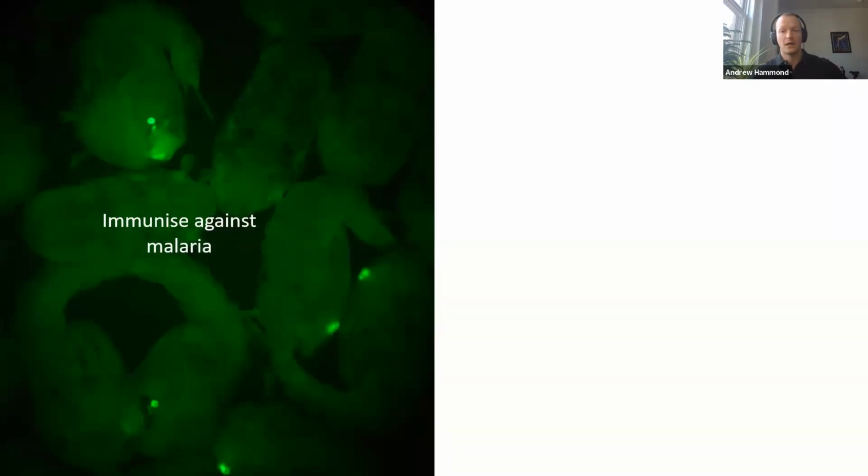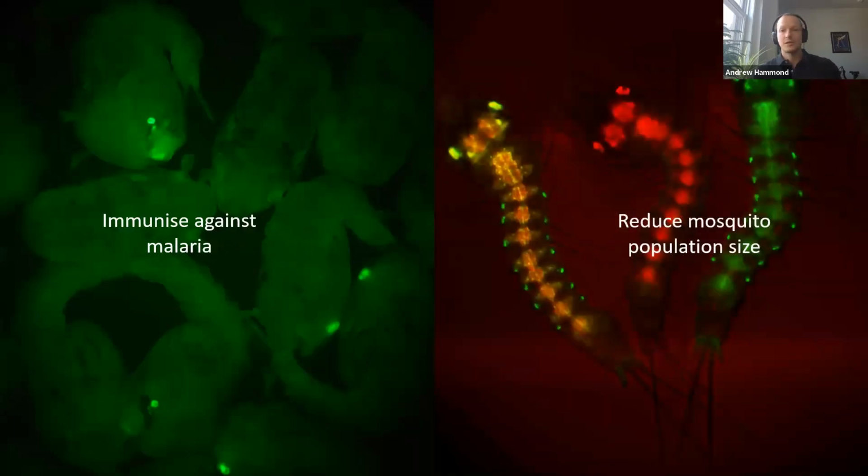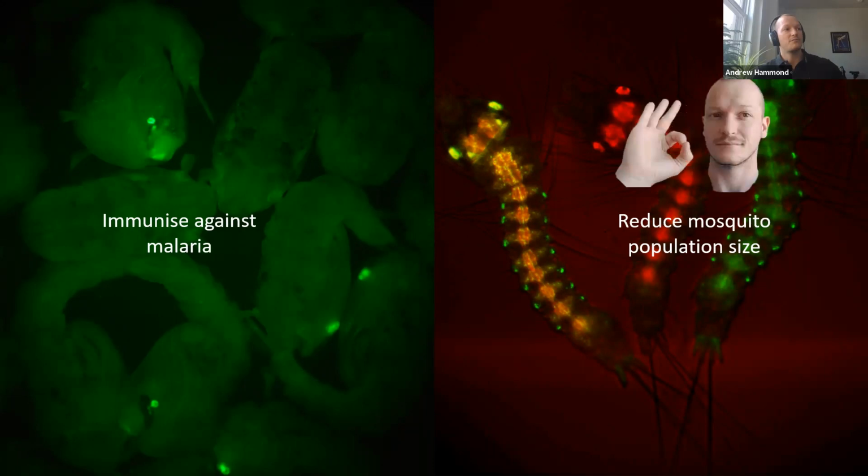We could use it to immunize the mosquito against malaria transmission, or we could use it to reduce the total size of that mosquito population, something similar to the sterile insect technique. And both of these approaches are very, very interesting, and they could be complementary. But what I focused on is population suppression. So I'm focused on ways to reduce the total number of mosquitoes using genetically modified mosquitoes as a means to do that.